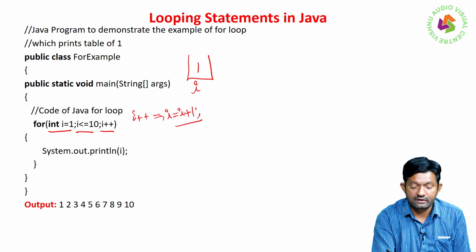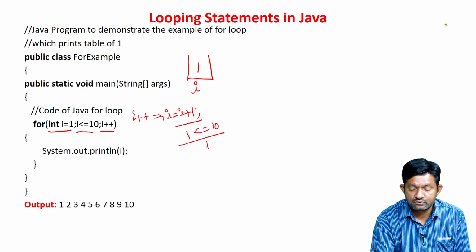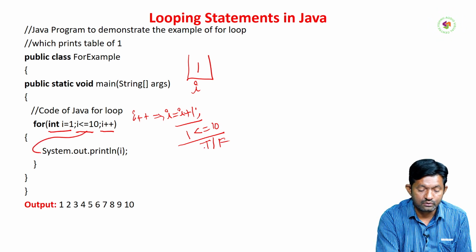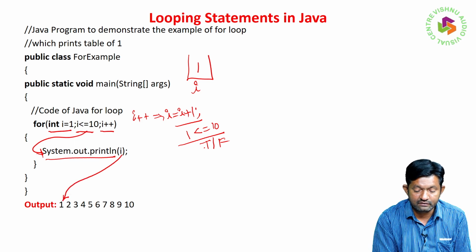For i equal to 1, i less than or equal to 10, condition: 1 less than or equal to 10. Condition true or false? True. When the condition is true, it is printing System.out.println of i. The i value is 1, so it is printing 1.